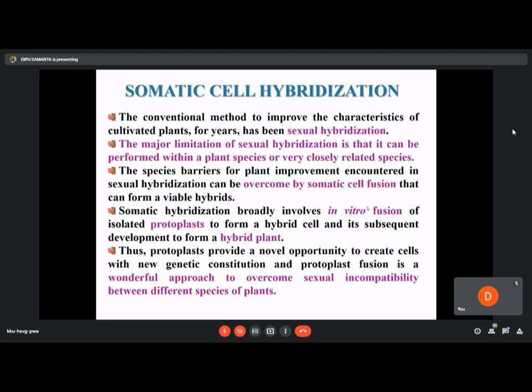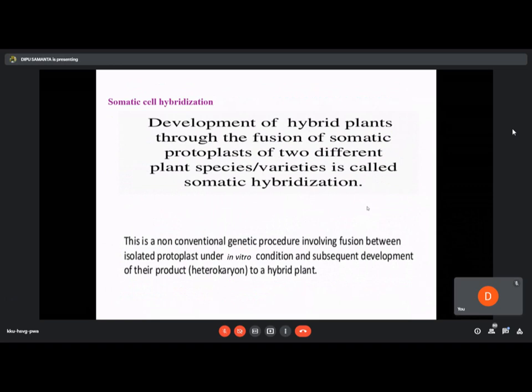Protoplast fusion is a wonderful approach to overcome sexual incompatibility between different species. So what is somatic cell hybridization? It is the development of hybrid plants through the fusion of somatic protoplasts of two different plant species or varieties. This is called somatic hybridization. It is a non-conventional genetic procedure that occurs under in vitro conditions, that is, the formation of heterokaryon to form the hybrid plant.